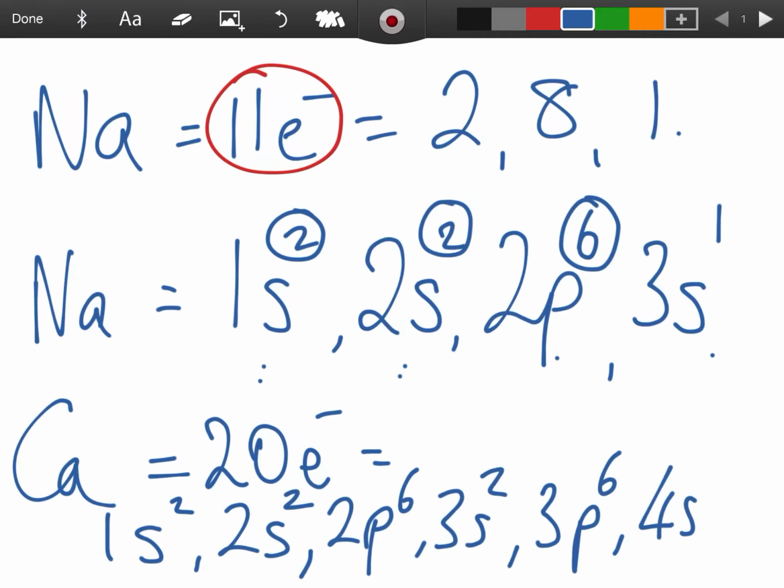Next is 4s. So count up now. How many electrons have I put in so far? 2 and 2 is 4, and 6 is 10, 12, 18. And I can put 2 electrons into the 4s sub-level. So double check now that you have the right number of electrons. That's the electron configuration for calcium.